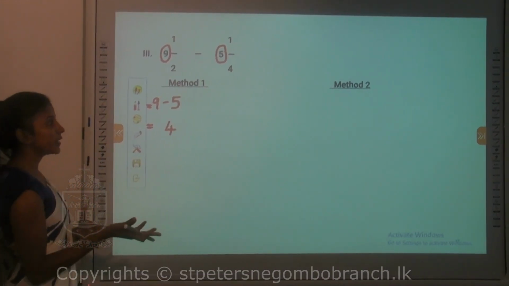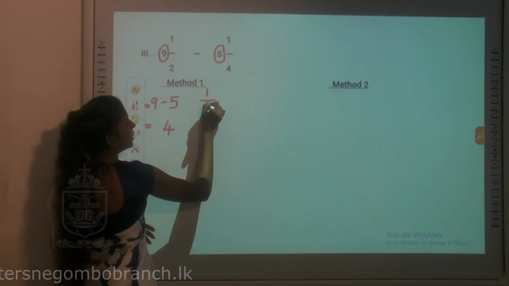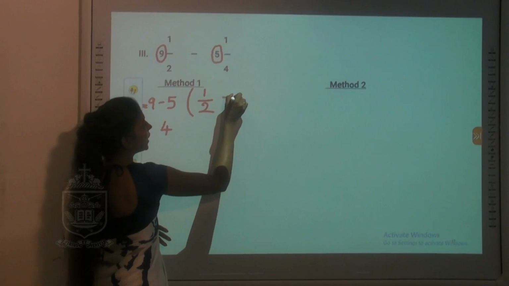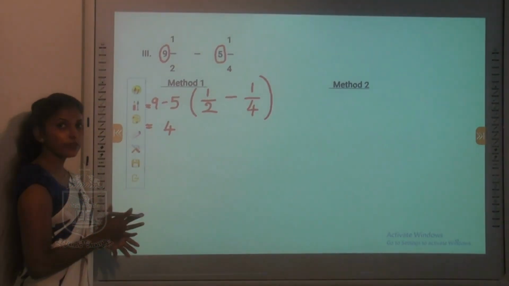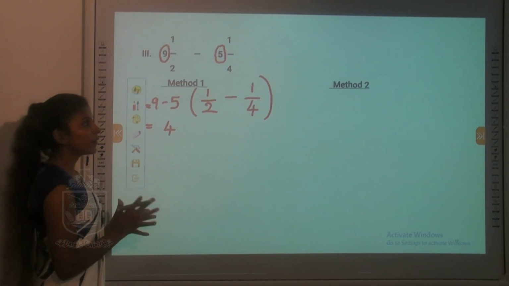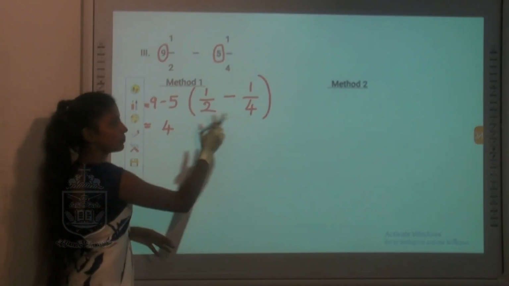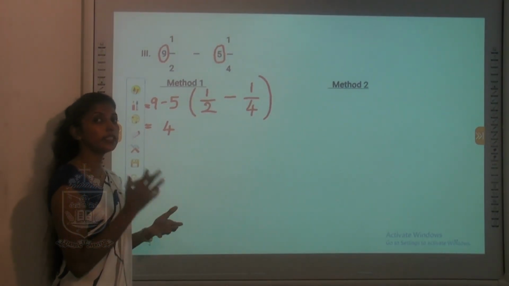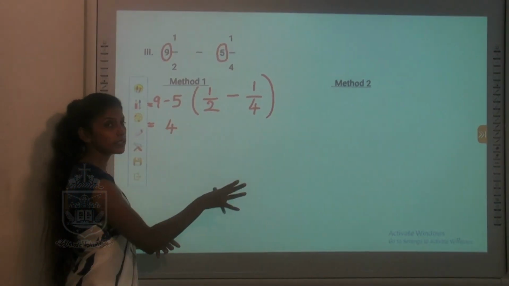And then you can take the fraction separately. The fraction part is you have 1 over 2 minus 1 over 4. As we did in the previous example, you have to make the denominator common. In method 1, we did it like that. You have to make the denominator common if it is not equal. In the previous example, the denominator was equal. It was always 5. But here you all can see the denominators are different.